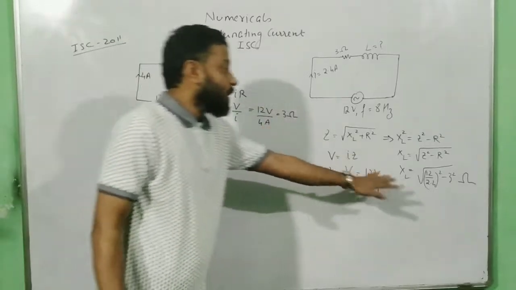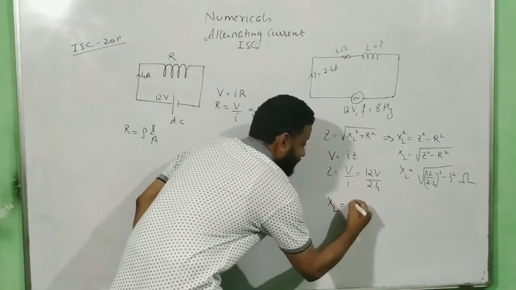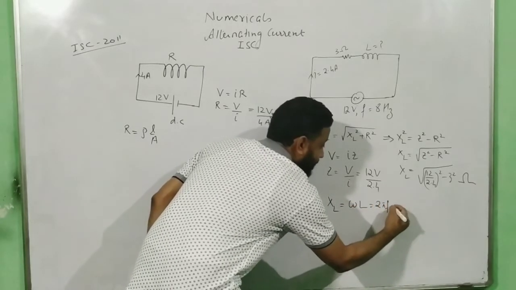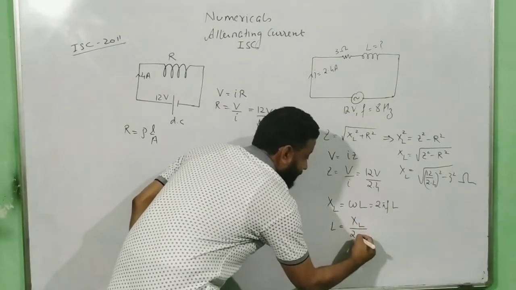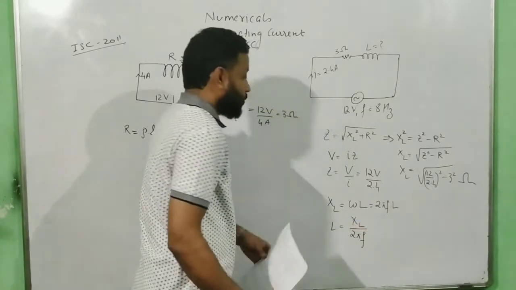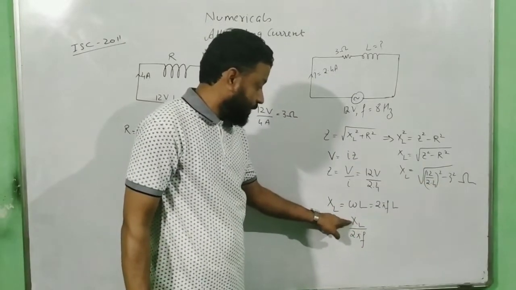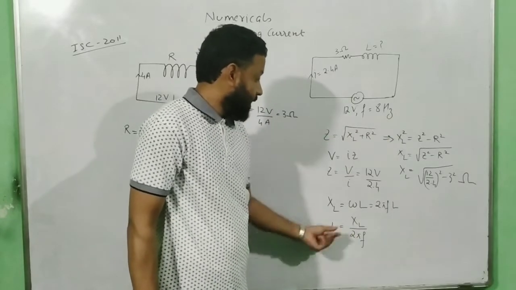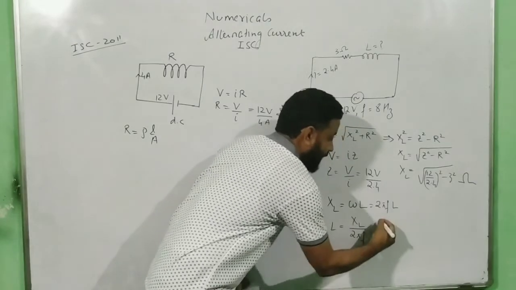Once you have found the value of XL, what is XL? XL is equal to omega times L, that is equal to 2 pi F multiplied by L. So L will be equal to XL divided by 2 pi F. XL you will find from here, put that value of XL over here. 2 and pi, you know the value. Frequency is given as 8 hertz, and that will give you the value of L. And don't forget to put the unit. The unit is Henry.